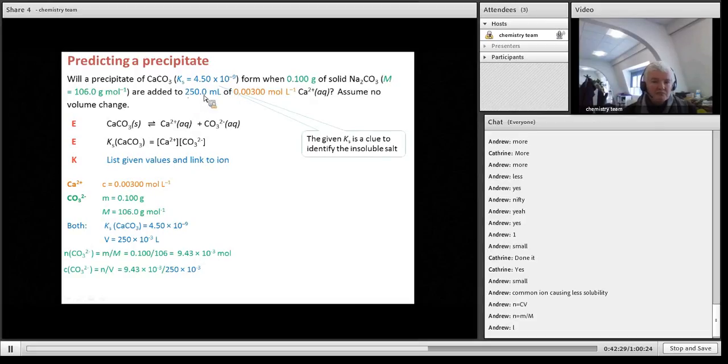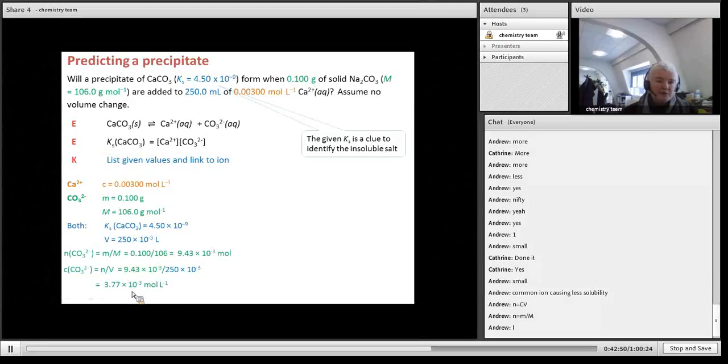I find that students tend to make fewer errors if they just simply go times 10 to the minus 3 than if they actually physically divided by 1,000 and then wrote a value down. Because every time you write a value down, you're going to perhaps get a transcript error. Okay, so there we get 3.77 times 10 to the minus 3 moles per liter. So I've got now a calcium ion concentration. I've got now a carbonate ion concentration.